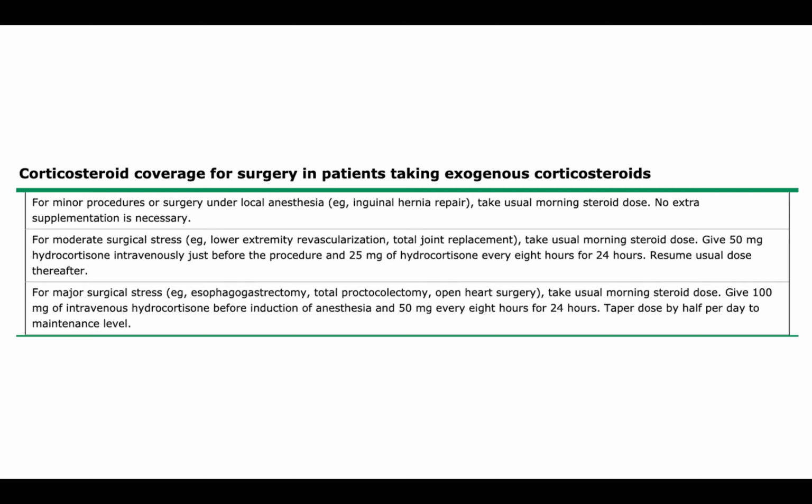For patients going under major surgery, again, they're going to take their usual morning steroid dose, and then you're going to give them more. So give them 500 milligrams of IV hydrocortisone prior to induction of anesthesia, and then 50 milligrams every 8 hours for 24 hours. And then you're going to taper the dose by half per day to maintenance level. So if they're going under much greater stressful surgery, they're going to require more steroids, and then you also have to do the taper with them.